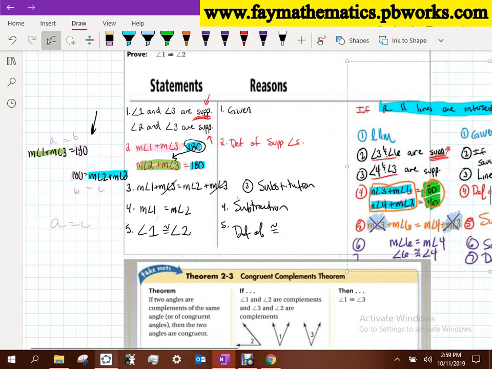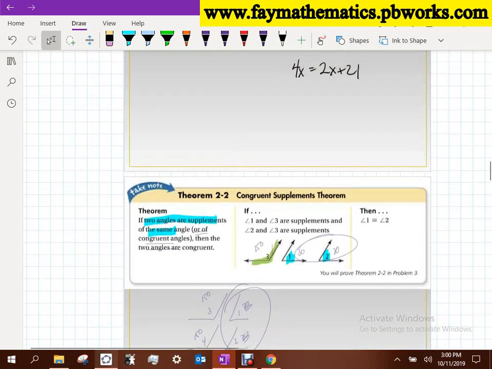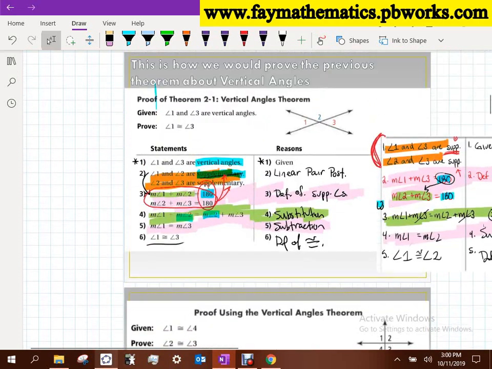You see how these two things were both equal to 180. We had this subtraction thing. We had substitution and subtraction and the definition of congruency. Are those steps there the same as what these were here? And that's when we were proving the congruent supplements theorem. I think if we scroll up, there was a vertical angle theorem. Okay, we did do this a couple days ago.